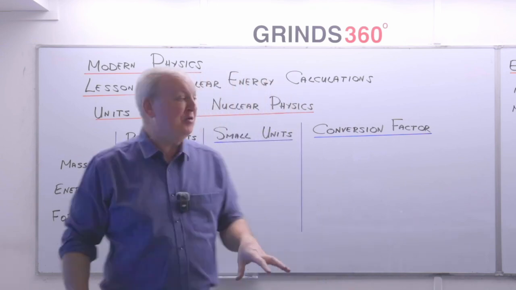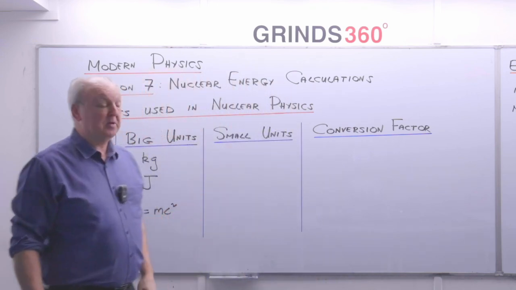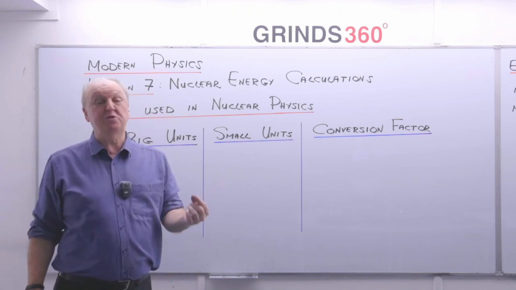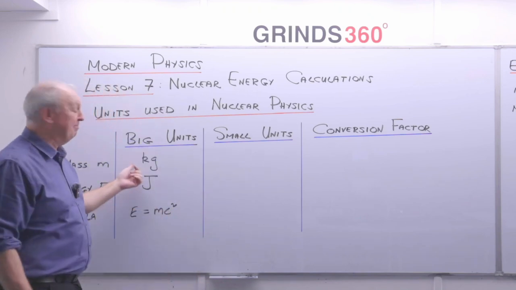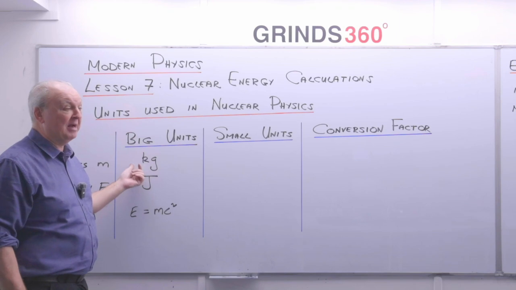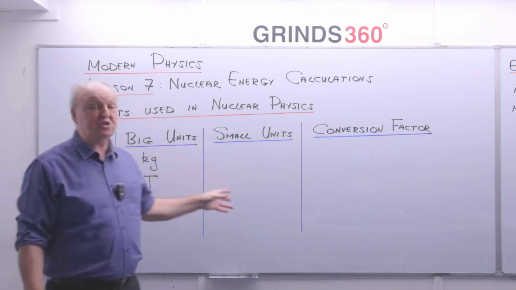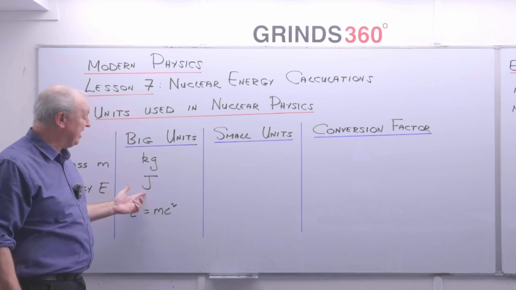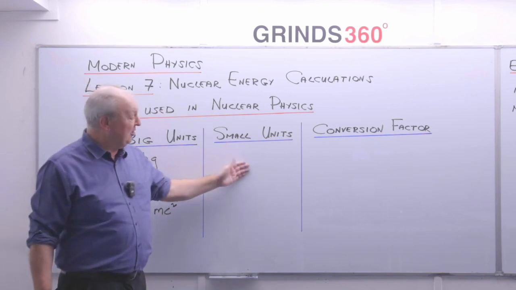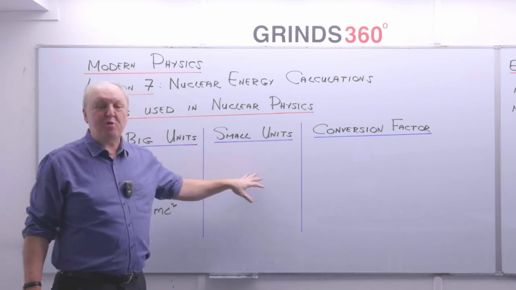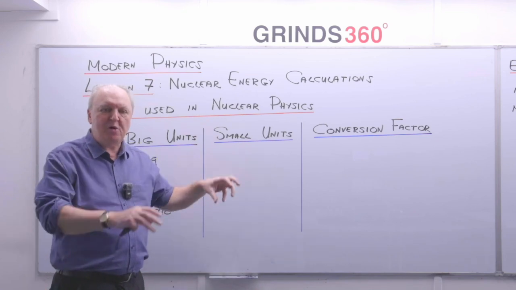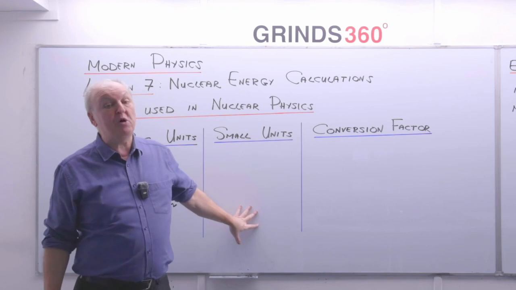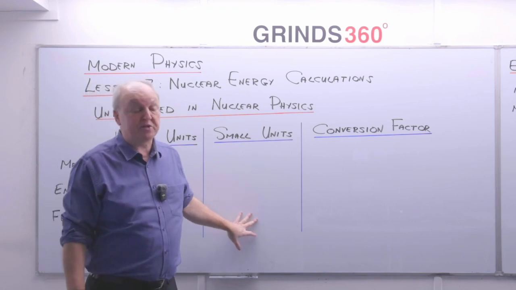But we're also going to be using small units. Why do we have these small units? Well, if you talk about the size of a proton, its mass is going to be a millionth of a kilogram. If you talk about the energy of a little photon, you're going to be talking about tiny fractions of joules. So we make up these new units that are more appropriate for the very small size that's inside the nucleus. We've already seen these small units in earlier lessons on modern physics.